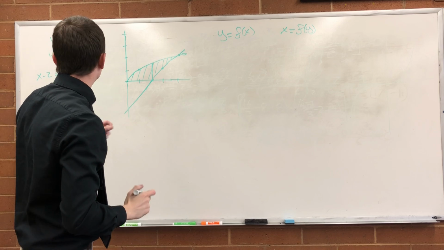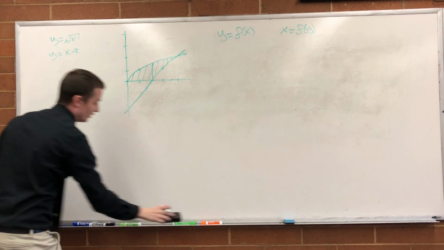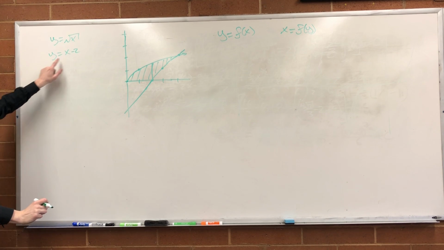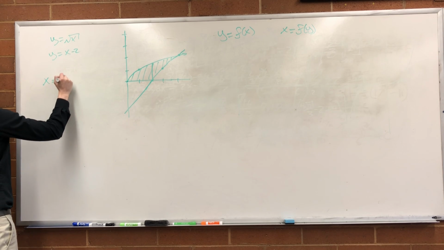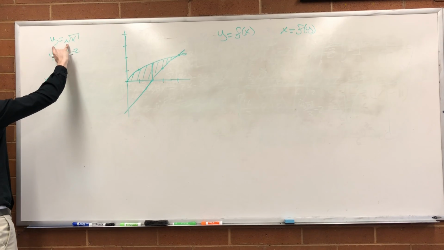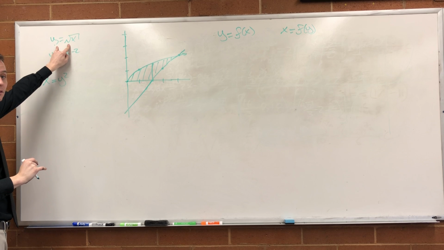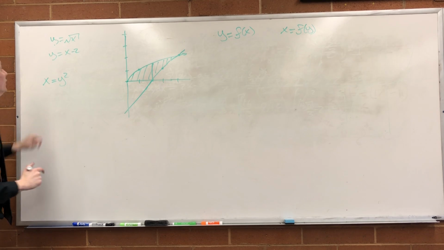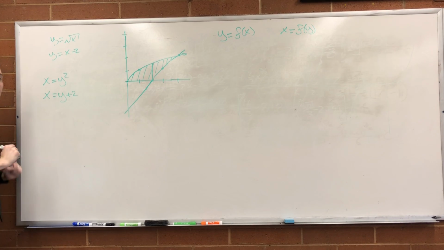Okay. So instead of thinking about this function as y equals the square root of x and y equals x minus 2, I'm going to think about this function as x equals y squared, solving for x. Why not root y? Square both sides. Oh, I see what you're doing. Okay. And solve this one for x, and we get x is equal to y plus 2.